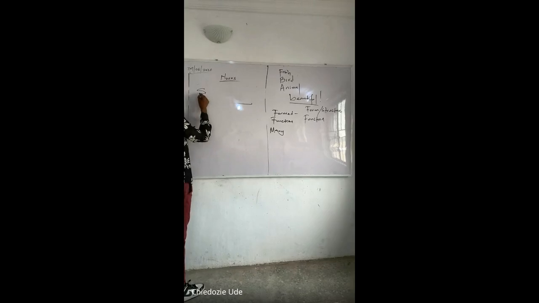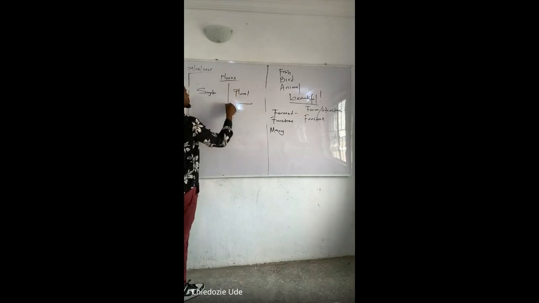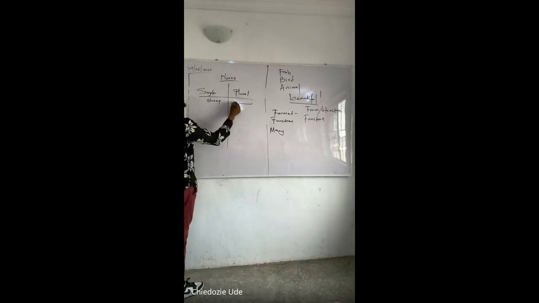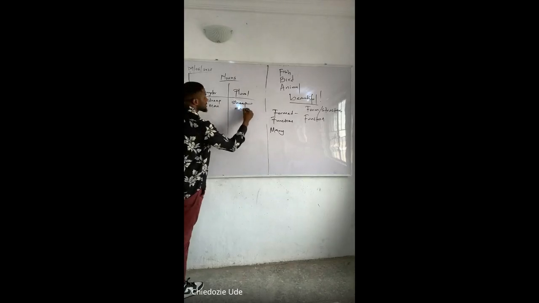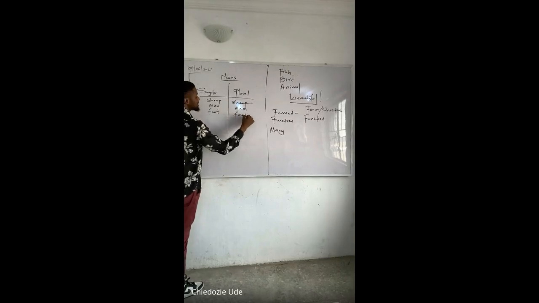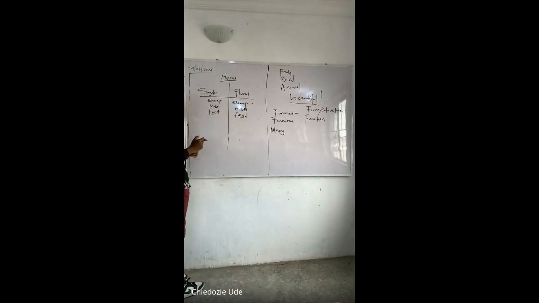So let's go. We have singular and we have plural. We have some nouns that do not change at all. Take sheep. The plural of sheep is what? Sheep. We have some nouns that change the vowel. For instance, man becomes what? Men. Foot becomes what? Feet. So can you see? The nouns are changing.